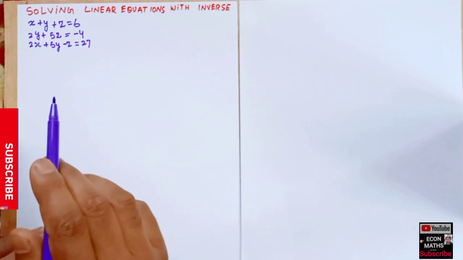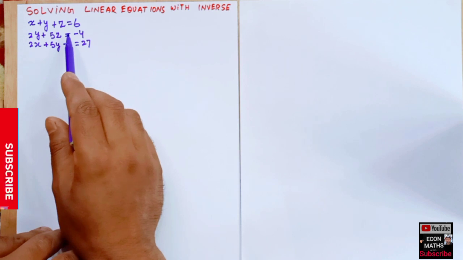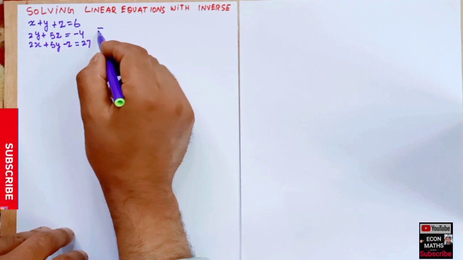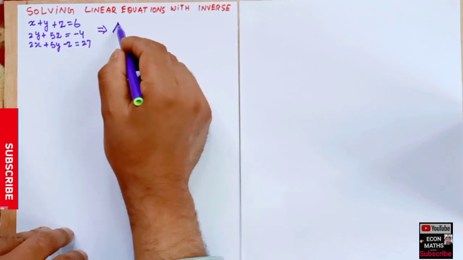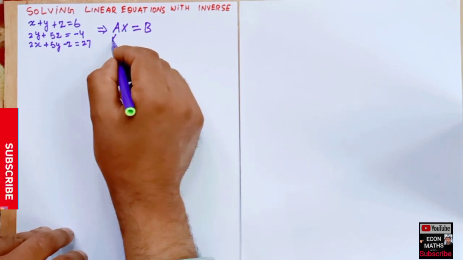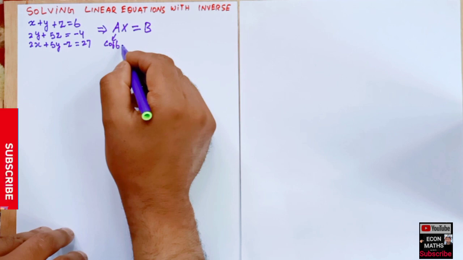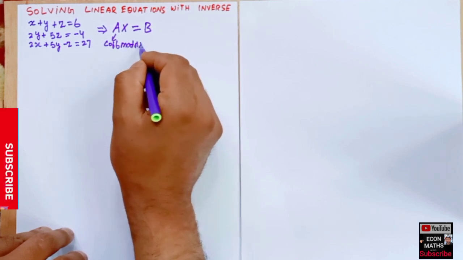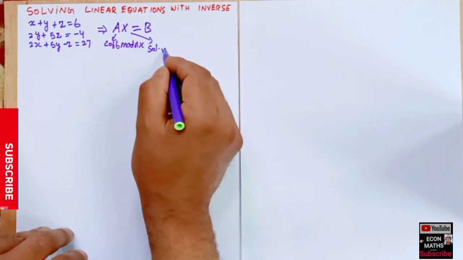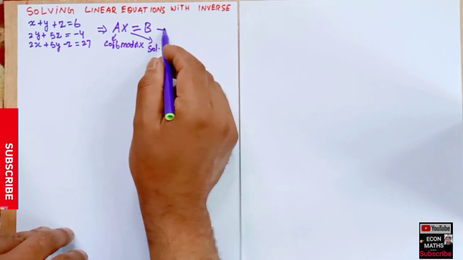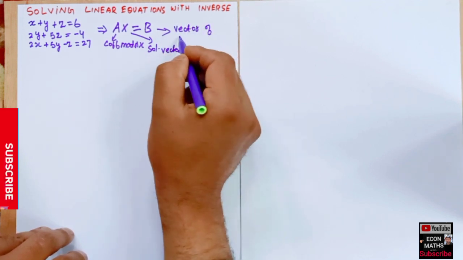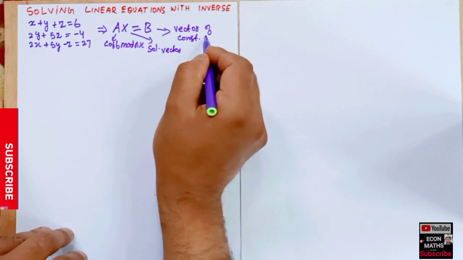First of all, we will transform this system of linear equations into matrix form, that is, converting these equations into the form Ax = b. Here this A is the coefficient matrix, this x is the solution vector, and this b denotes the vector of constant terms.